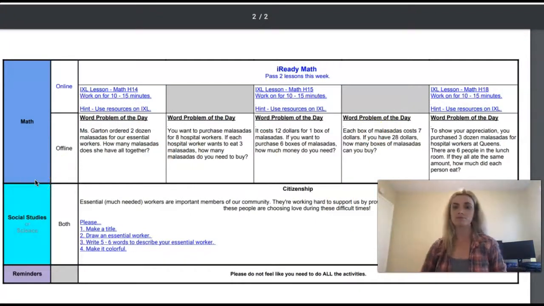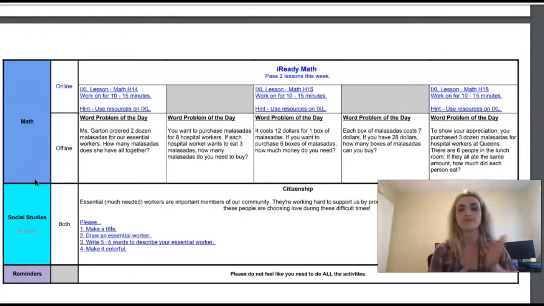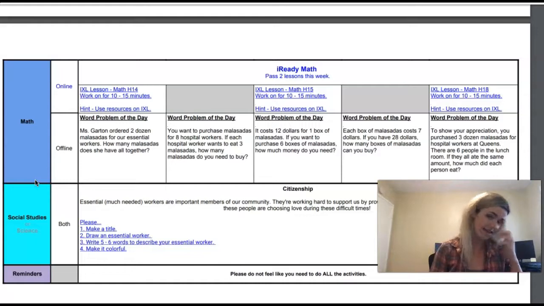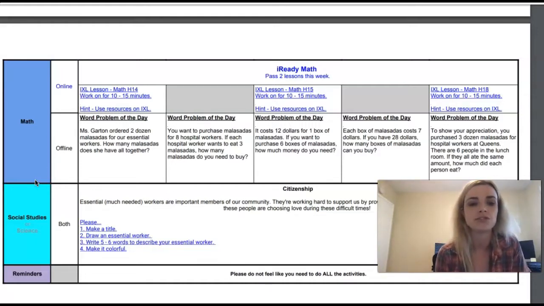Your word problems, remember, you don't have to do both. You don't have to do iReady, IXL, and the word problem. You can pick either the online or the offline activities. Your word problem of the day is, Ms. Garten ordered 2 dozen malasadas for our essential workers. How many malasadas does she have altogether? So you have to figure out how many is in a dozen. And if I have 2 of those, how many malasadas did I get?